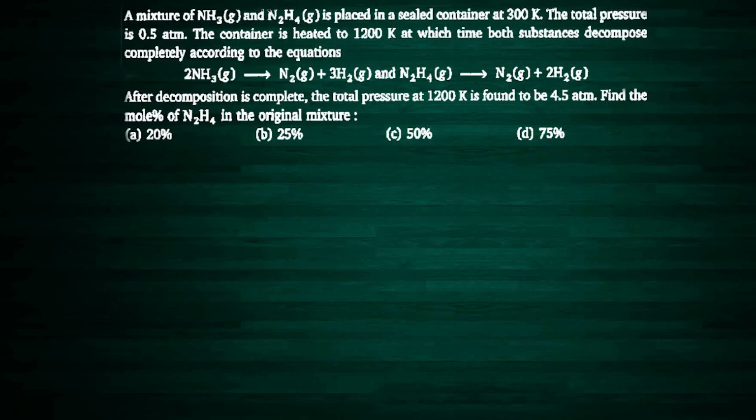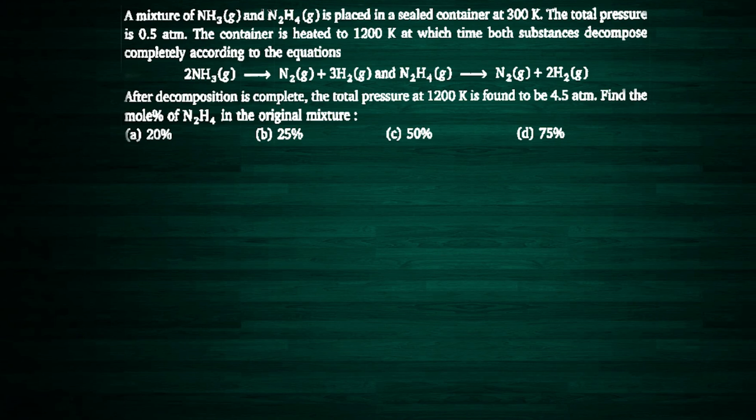A mixture of ammonia and N2H4, both gaseous, is placed in a sealed container at 300 Kelvin. The total pressure is 0.5 atm. The container is heated to 1200 Kelvin, at which time both the substances decompose completely according to the equations: 2NH3 forms N2 plus 3H2, and N2H4 forms N2 plus 2H2.